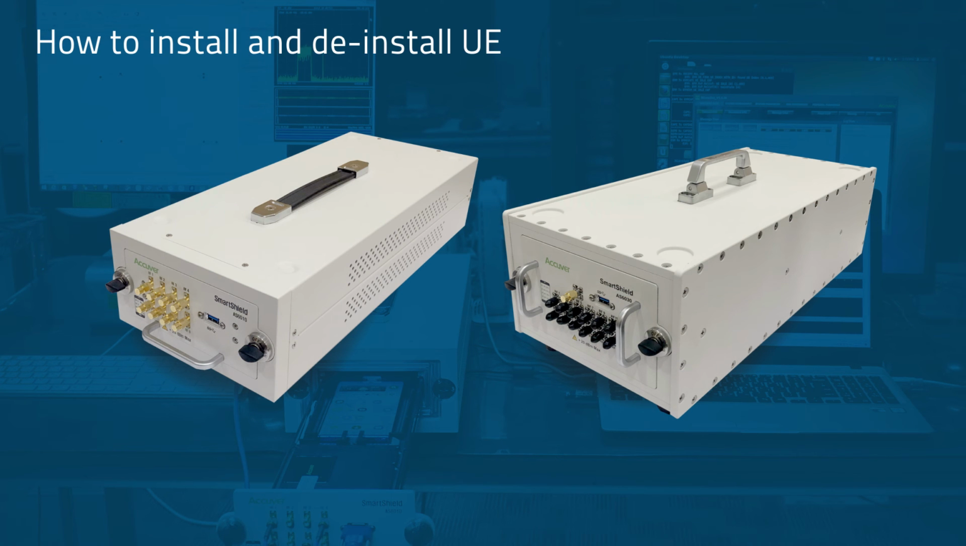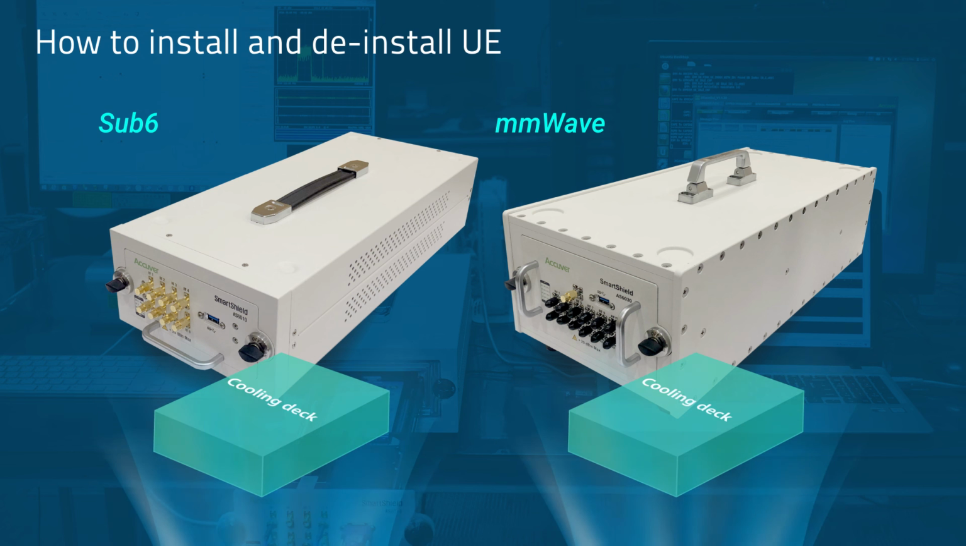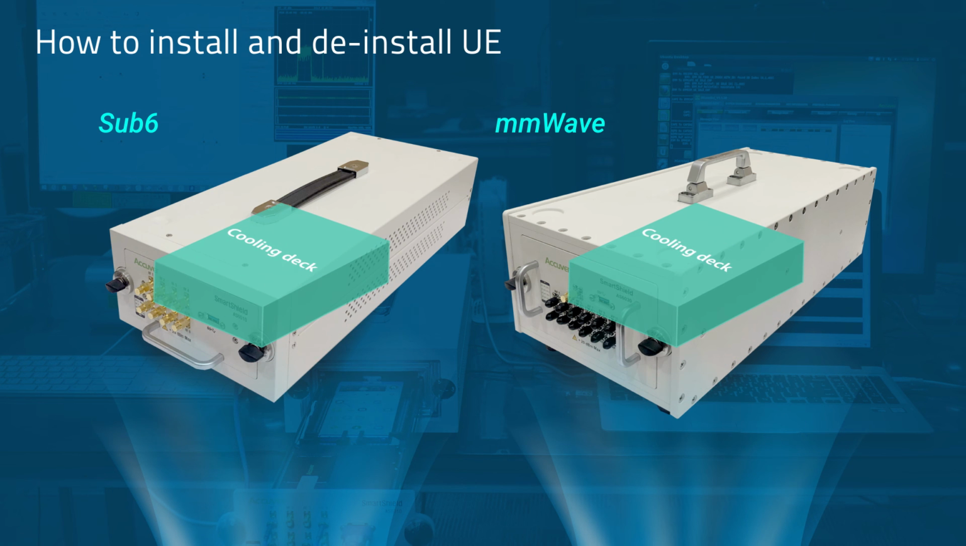There are two different versions of Smart Shield: one for Sub-6 and the other for mmWave. All are equipped with an active cooling system, so they practically fit throughput testing using 5G UE.